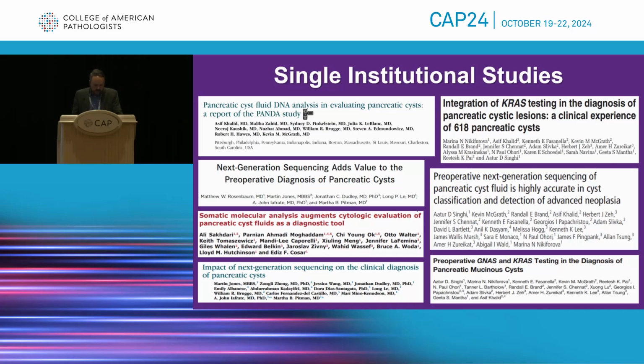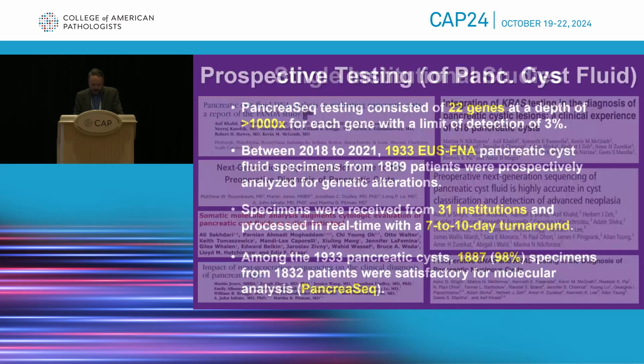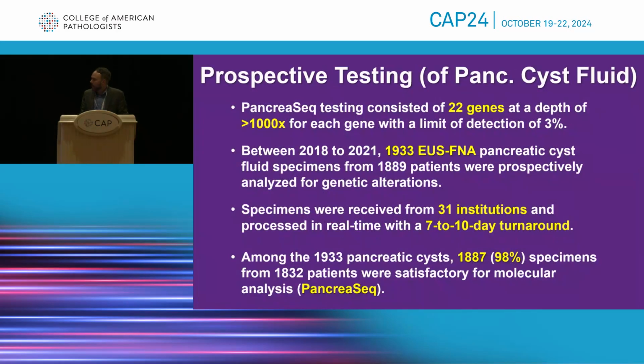So there have been different single institutional studies talking about the identification using NGS on cyst fluid to detect these alterations. And what I'll talk about is a study that was done at several different institutions using a method called Pancreas-seq. This looked at 22 genes at a depth of 1,000-fold for each gene with a limit of detection of 3%. And this particular data came from between the years 2018 and 2021.